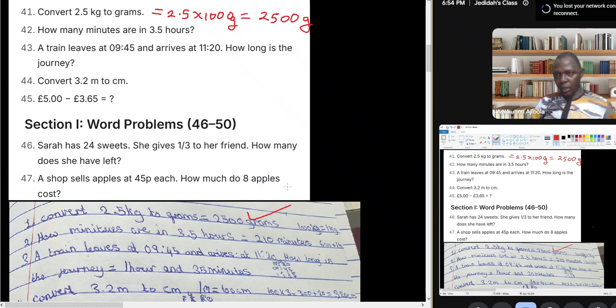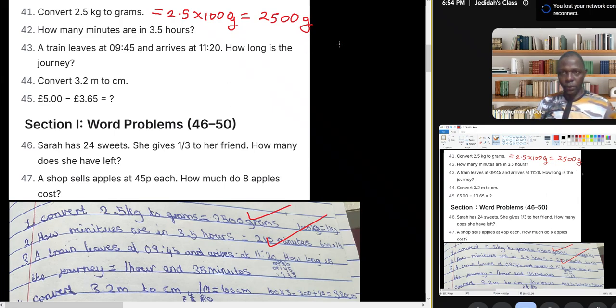The next one says how many minutes are there in 3.5 hours? That's 3.5 times 60, right? Yeah. 3 times 60 is 180. Then half of 60 is 30. You add it. A train leaves at 9:45 and arrives at 11:20. How long is the journey?